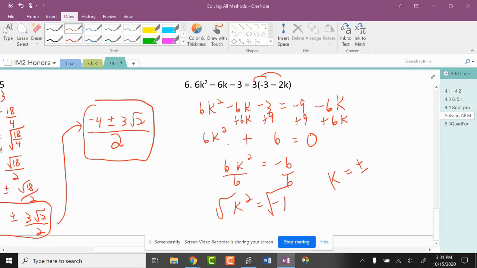Plus minus. Remember, square root of k squared is the absolute value of k, equals the square root of -1. Ooh, and what's the square root of -1? i. So k equals plus or minus i. So not the quadratic formula, much faster. Once I lost my middle term, that's one where I just want to solve by square rooting both sides. So now I went ahead and subtracted the 6 again, divided by 6, and we're good to go.